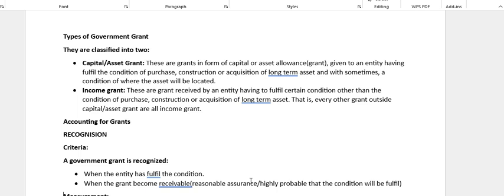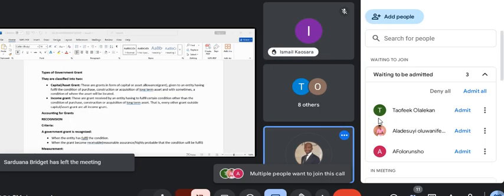So now, types of government grant. Basically, we have two types of government grant. We have what we call the capital or asset government grant.